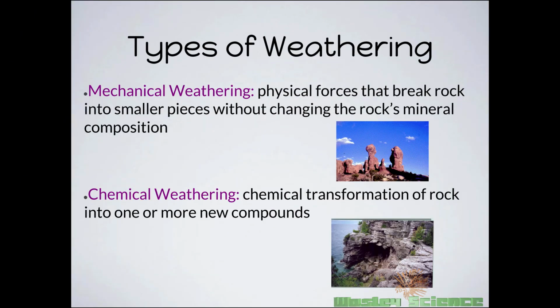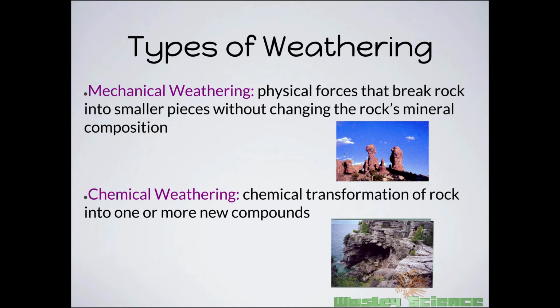There are 2 types of weathering that we're going to talk about today. The first one is mechanical weathering, and that's when there are physical forces that break down the rock into smaller pieces without changing the rock's mineral composition. Really take note of that mineral composition there. So we'll get into the examples of mechanical weathering in just a bit.